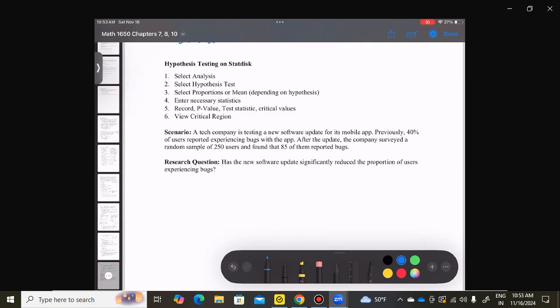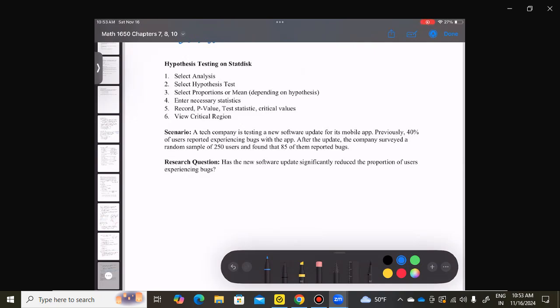A lot of it's dissecting the problem first. So let's do an example using StatDisk. A tech company is testing a new software update for its mobile app. Previously, 40% of users reported experiencing bugs with the app. After the update, the company surveyed a sample of 250 users and found that 85 of them reported bugs. Has the new software update significantly reduced the proportion of users experiencing bugs?